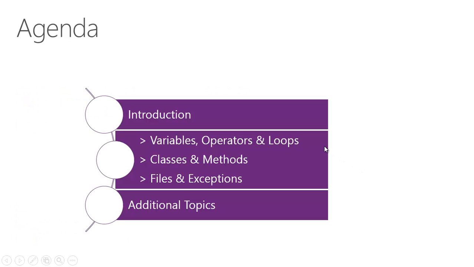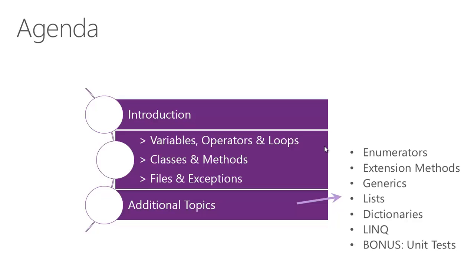So first, let's get started with our agenda. We'll go through an introduction of the C# programming language and Visual Studio, the program you'll use to write the programs. Then we'll talk about variables, operators, and loops. We'll go into classes and methods, and finally, we'll wrap up with files and exceptions. I also have some additional topics I wanted to talk about. These will be enumerators, extension methods, generics, lists, dictionaries, LINQ, and as a bonus, we'll cover unit tests as well.